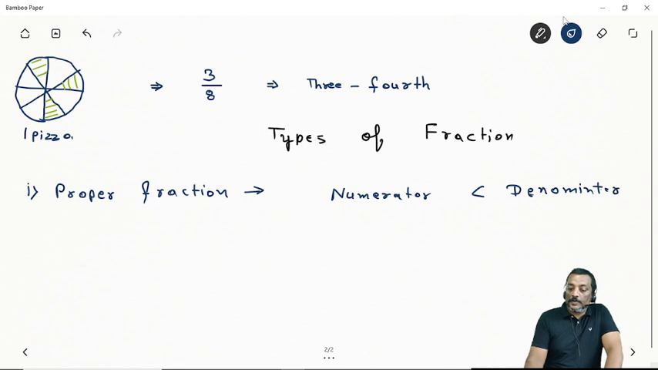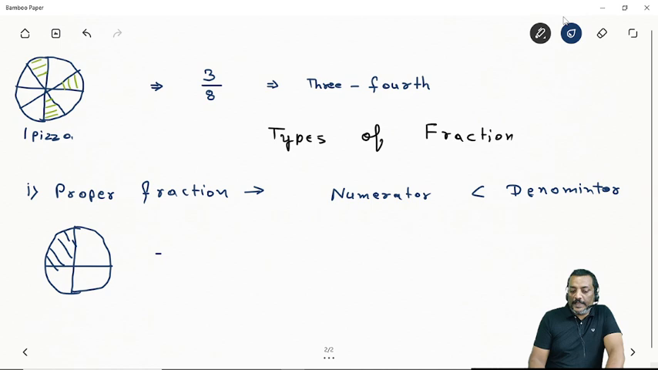Okay, let's see some examples. Suppose in the above example we are considering one pizza we have divided into 4 parts, and here we have taken one slice of the pizza. So we can say this is 1/4.